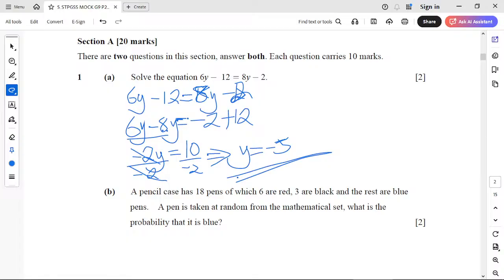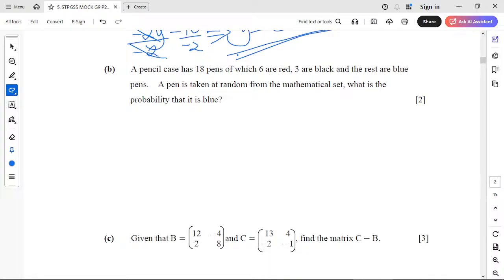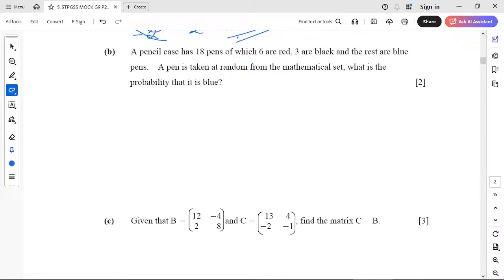So we come to question 1b, which is as follows. A pencil case has 18 pens, of which 6 are red, 3 are black, and the rest are blue pens. A pen is taken at random from the set. What is the probability that it is blue?